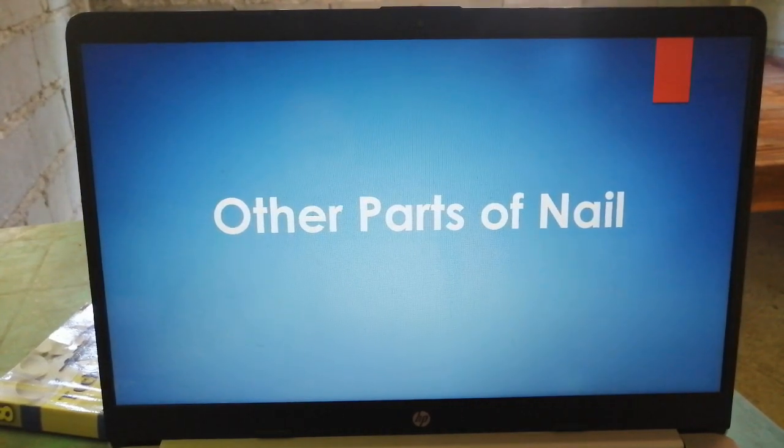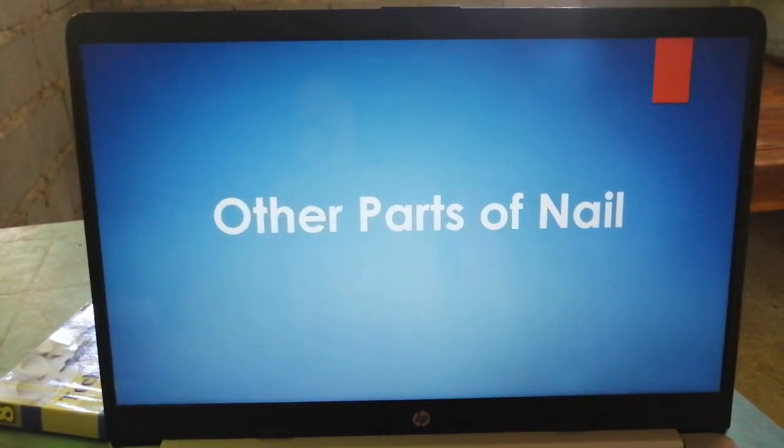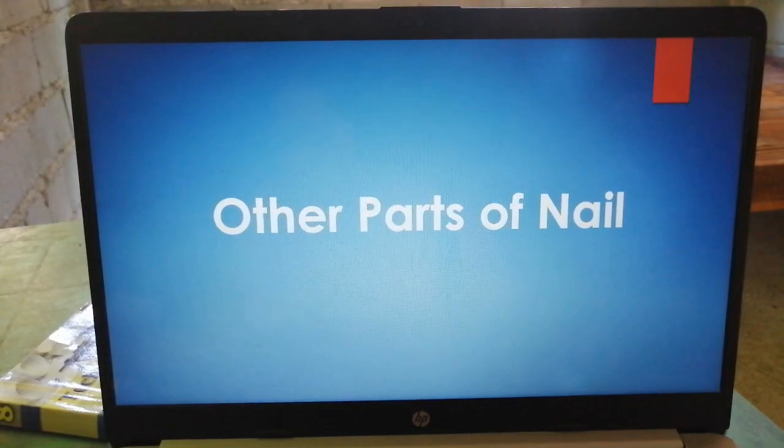So, now let's move to other parts of the nail. Yung din| discuss lang ay yung nabanggit ko lang kanina, yon yung 6 specific parts ng anatomy. Okay, so now let's move to the other parts of the nail.